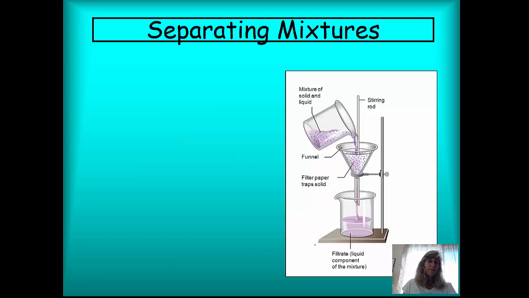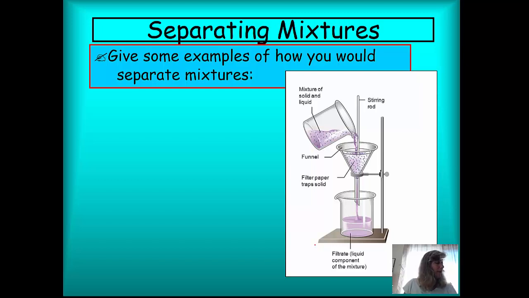Now, if I truly have a mixture, how would I separate it? I'm going to give you some examples here. You write them down. There's a little space on your notes to write them. What are we doing here?